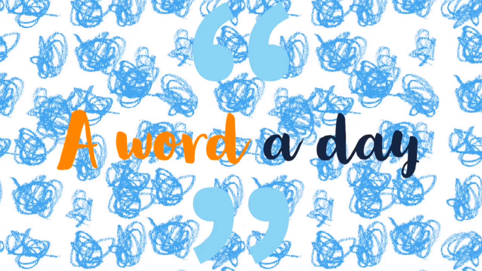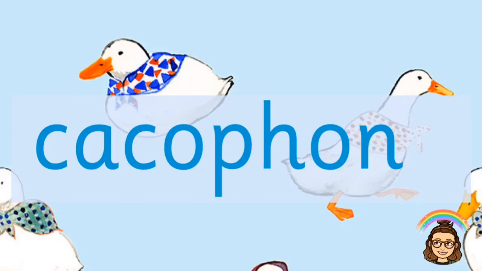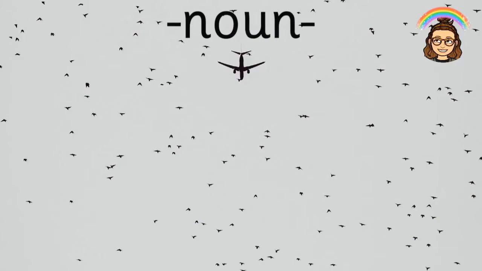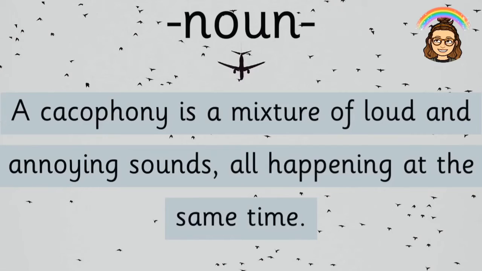A word a day. Cacophony. Cacophony is a noun, which means it's a thing, an object, or an idea. A cacophony is a mixture of loud and annoying sounds, all happening at the same time.